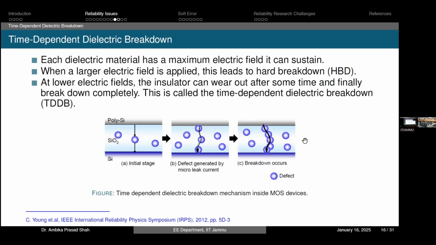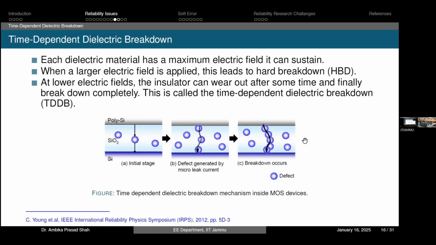And if the leaky path starts, if current starts flowing through this leaky path, that will break down your device. The device is not going to work because it is short circuited. There is no dielectric now. So if that happens, it means breakdown will happen. This kind of phenomenon we can call the time-dependent dielectric breakdown, because the dielectric material loses its property. Previously, it was a dielectric. Now it has started conducting. So this is what we can call the time-dependent dielectric breakdown.